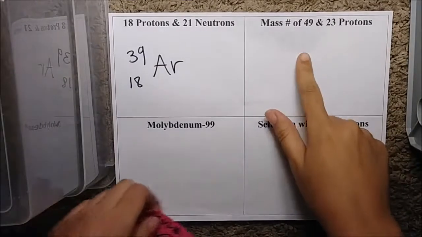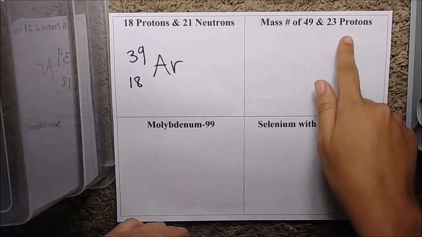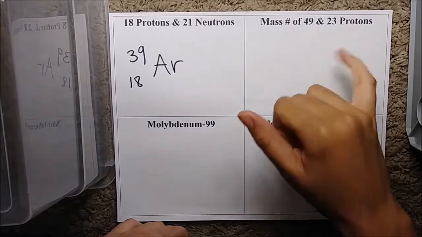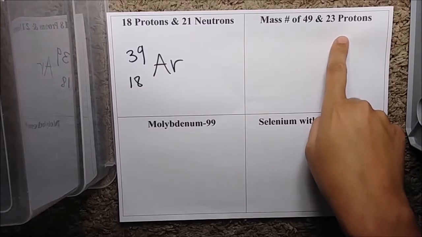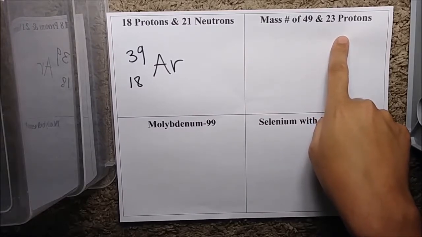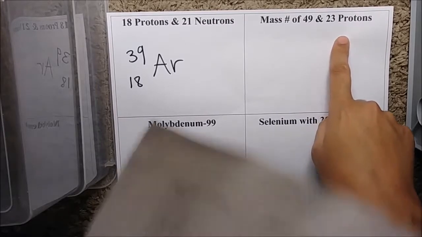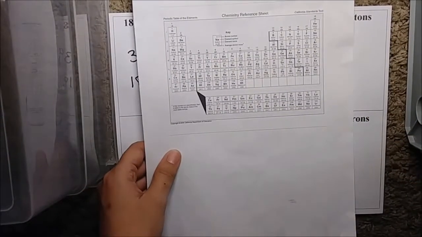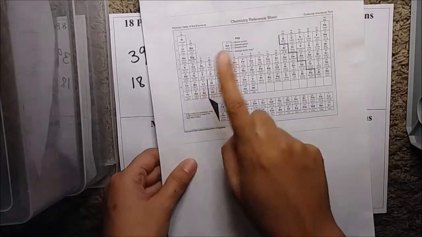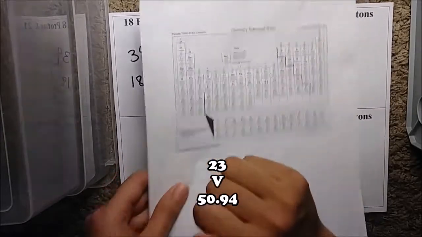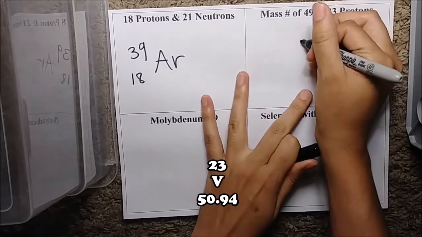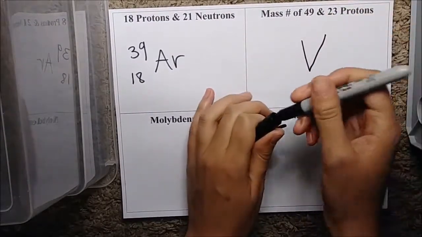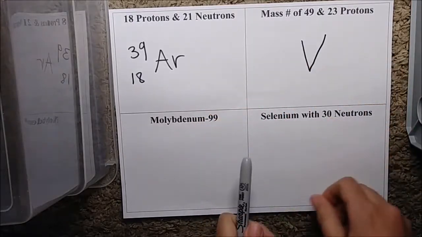With this one, I'm only given my mass number and my number of protons. The first clue I have here is my number of protons, because remember when I said my atomic number is also the number of my protons. So I pull out my periodic table and I look for the element with the number 23 as the atomic number. I see here vanadium, so I'm going to write a V for vanadium. I know that that's my element because I have an atomic number of 23.